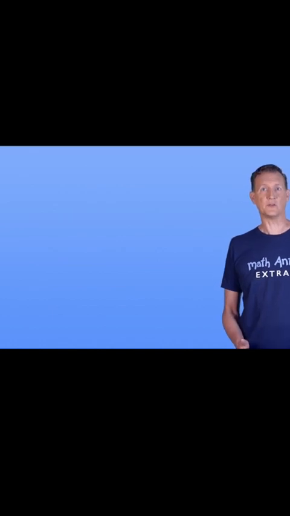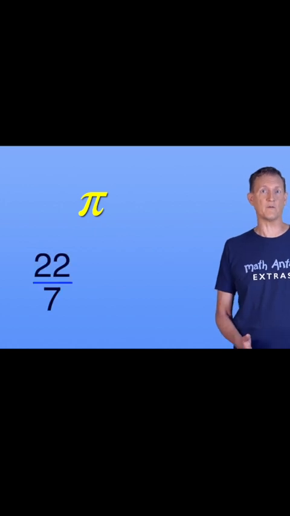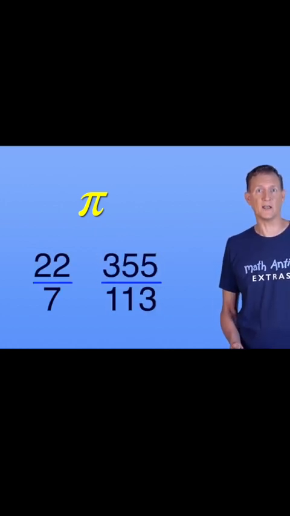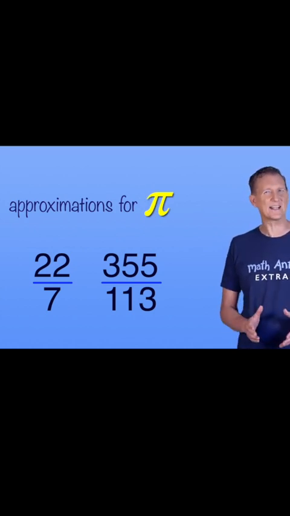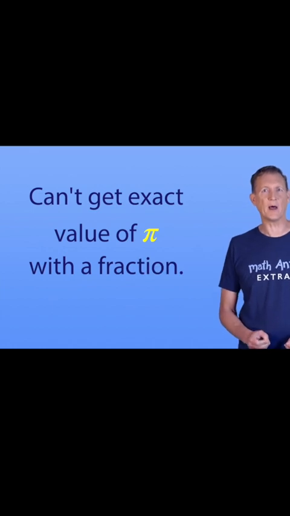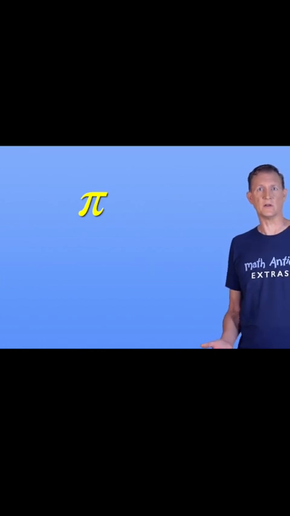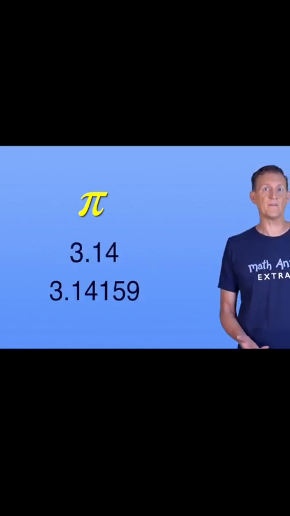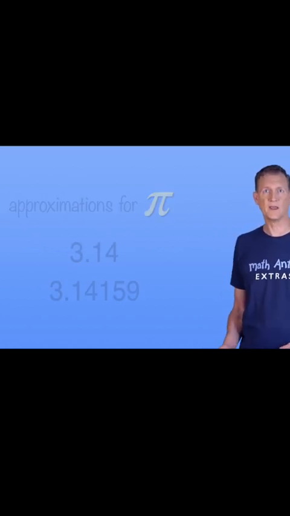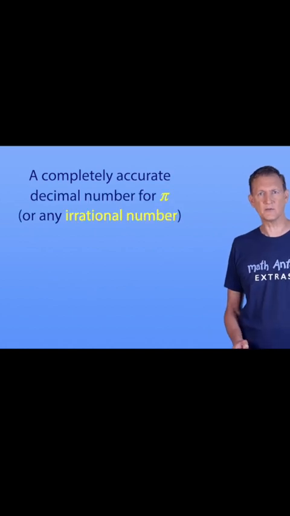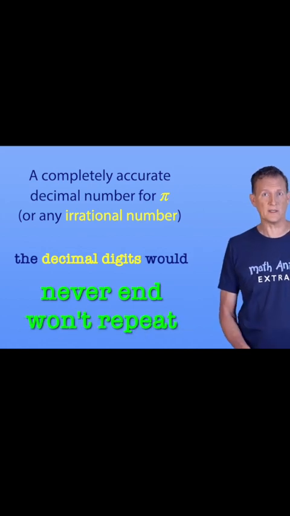One of the most famous irrational numbers is pi. And you might be confused because you may have heard that you can represent pi with a fraction like 22/7 or 355/113. But those are just approximations for pi, which means they get close to the value of pi, but they are not exactly equal. You can't get the exact value of pi with a fraction no matter what numbers you use. And you've probably seen pi written as a decimal number, like 3.14 or 3.14159. But those aren't completely accurate values of pi either. Again, they're approximations. If you tried to write a completely accurate decimal number for pi, or any other irrational number, the decimal digits would never end and won't repeat.